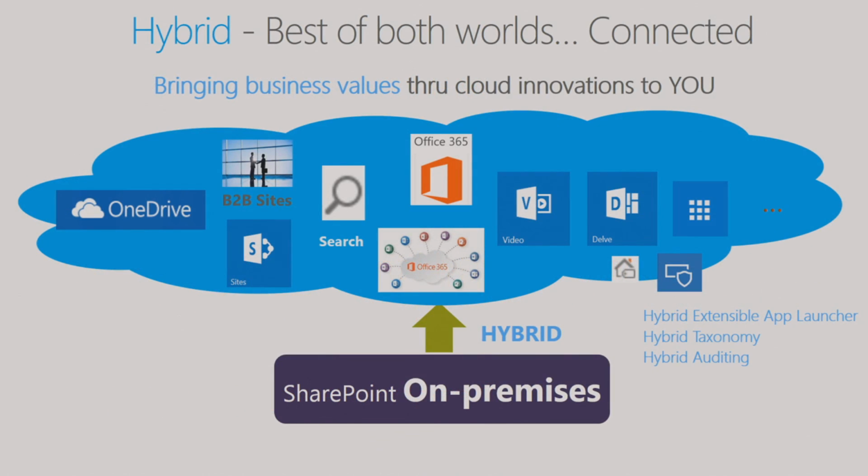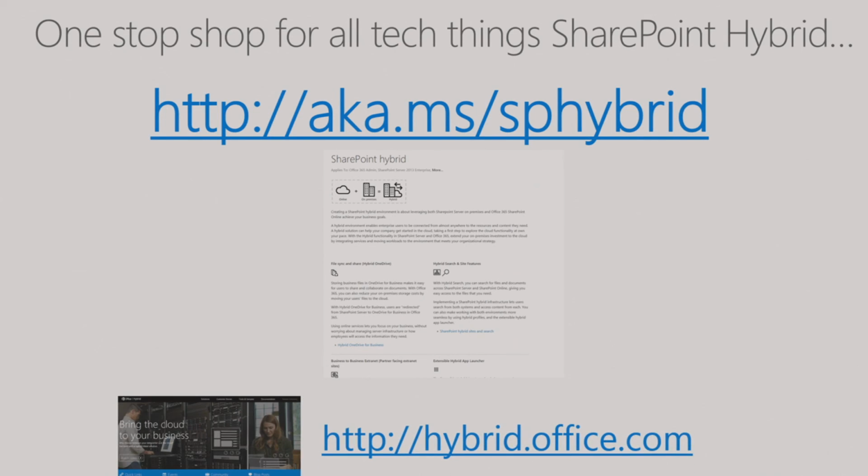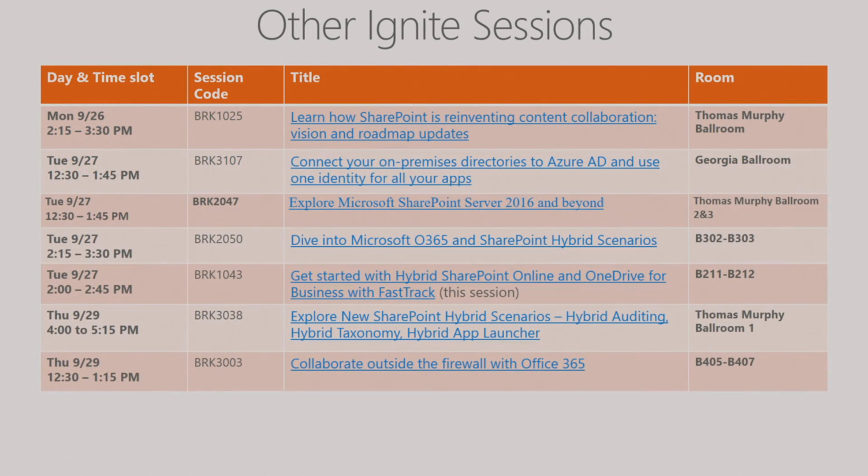With that, let me quickly wrap up. So hybrid is about connecting on-prem to the cloud. I mentioned what scenarios are available in Fast Track and what is coming soon in Fast Track as well. And there is a single site, aka.ms/sphybrid. That's pretty much what I wanted to cover.